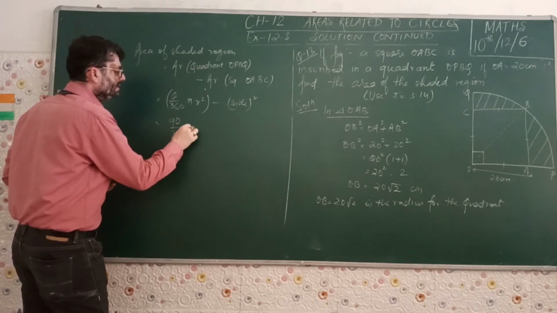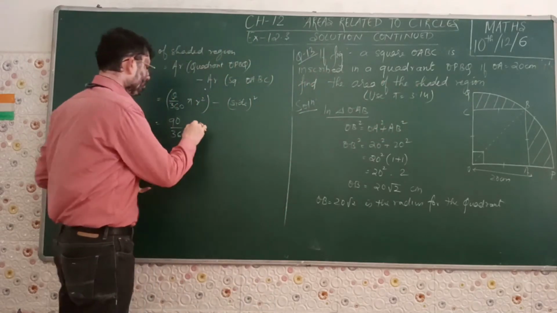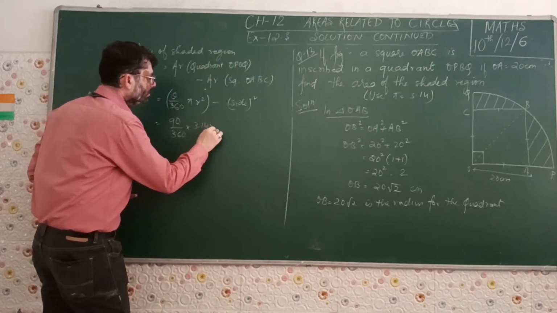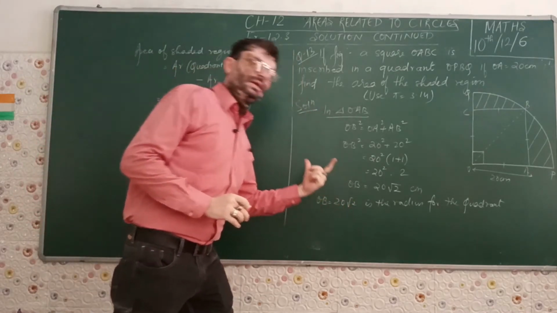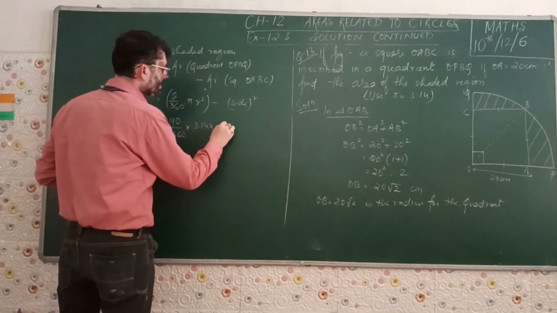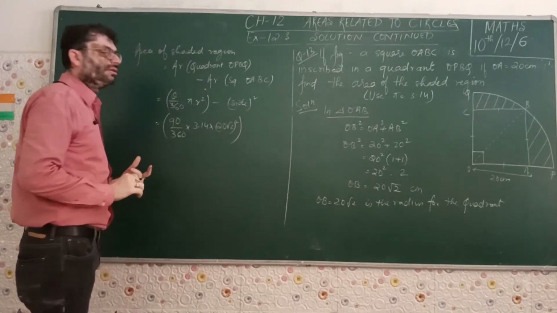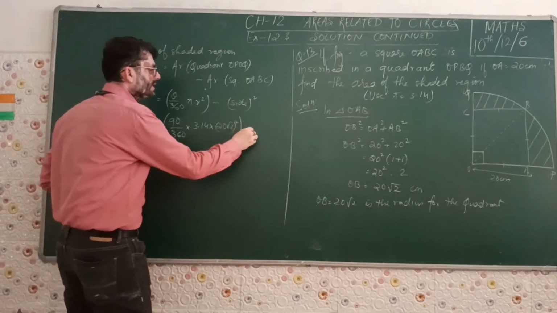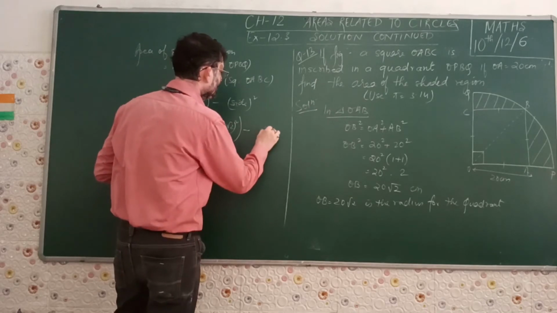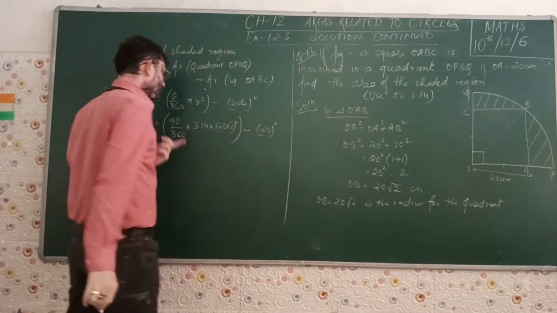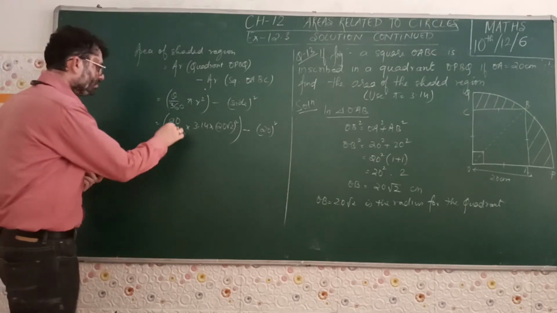90 by 360 into pi. We are asked to take pi as 3.14. So we'll be taking 3.14 into the radius of the quadrant that we have calculated, which is 20 root 2. So this is 20 root 2 whole square. This will be my area of the quadrant, minus the area of the square, which is side square. And the side was given to us as 20, so this will be 20 square. Simplifying and solving, we will get the area of the shaded region. Let us move on to simplification.